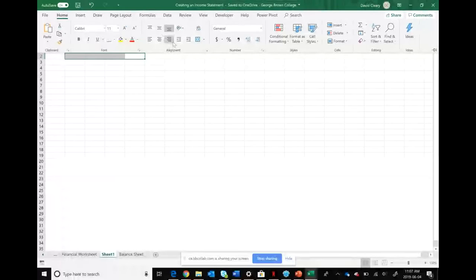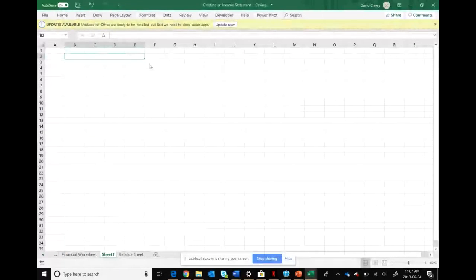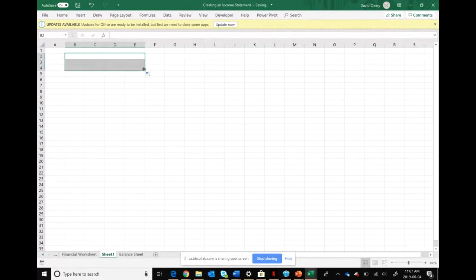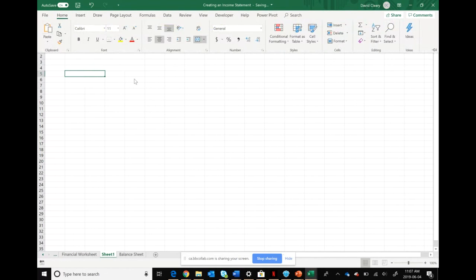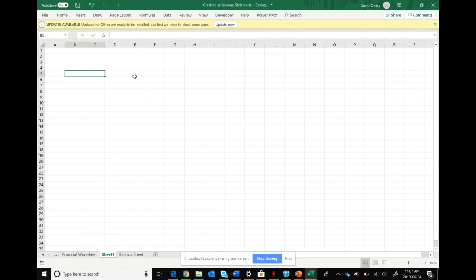There we go. Okay, so what I'm going to do here first is create the formatting for this particular word. So I'm going to merge and center that, and do that a couple times for each heading. Merge and center that, copy that over.